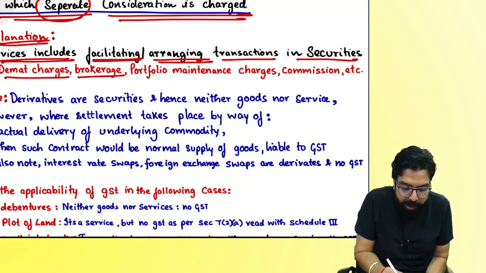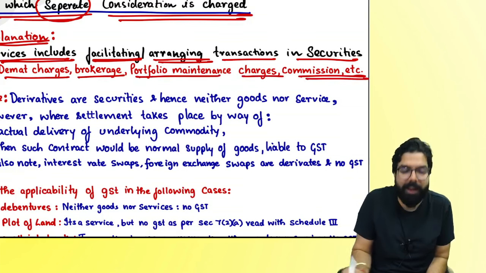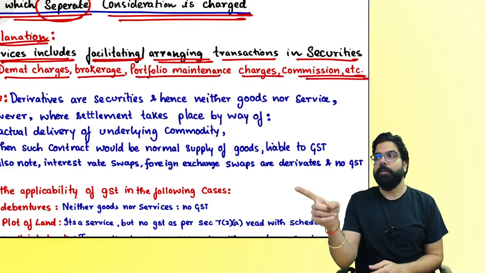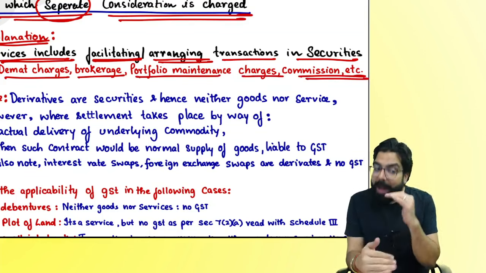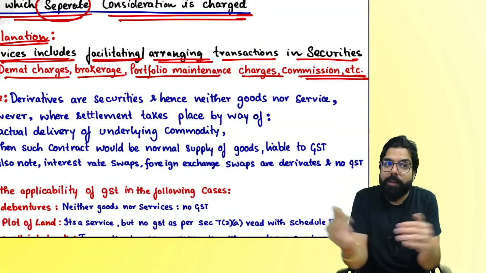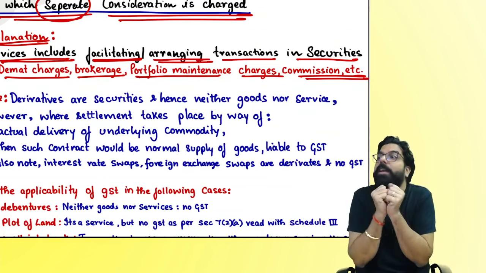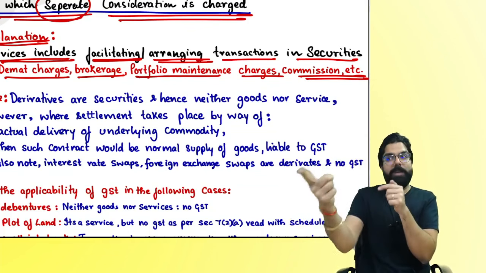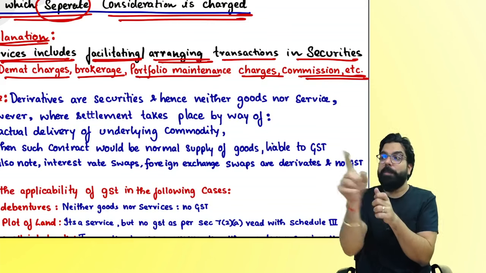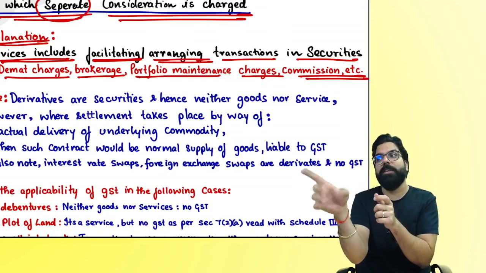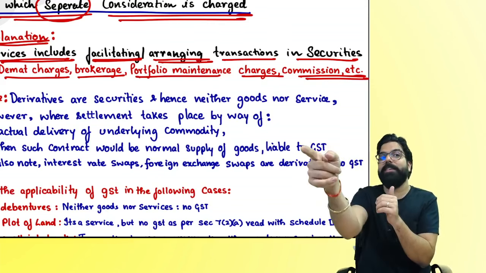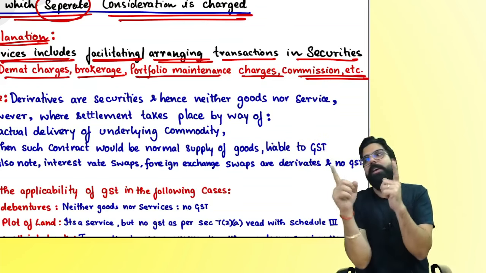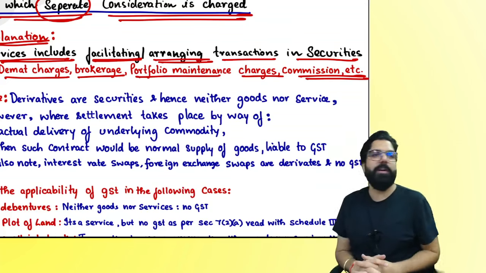Demat charges, brokerage, portfolio maintenance charges, commission, etc. are always for a service. Shares are neither goods nor service, but the activity behind shares, selling and buying, for which whatever commission I am charging you, is a service. Portfolio maintenance charges, have I given a service? Yes, I am managing your shares. Shares are not goods and service, but the activity of managing the shares for you, for which I am charging brokerage, commission, demat charges, is for a service. Is my point clear to all?